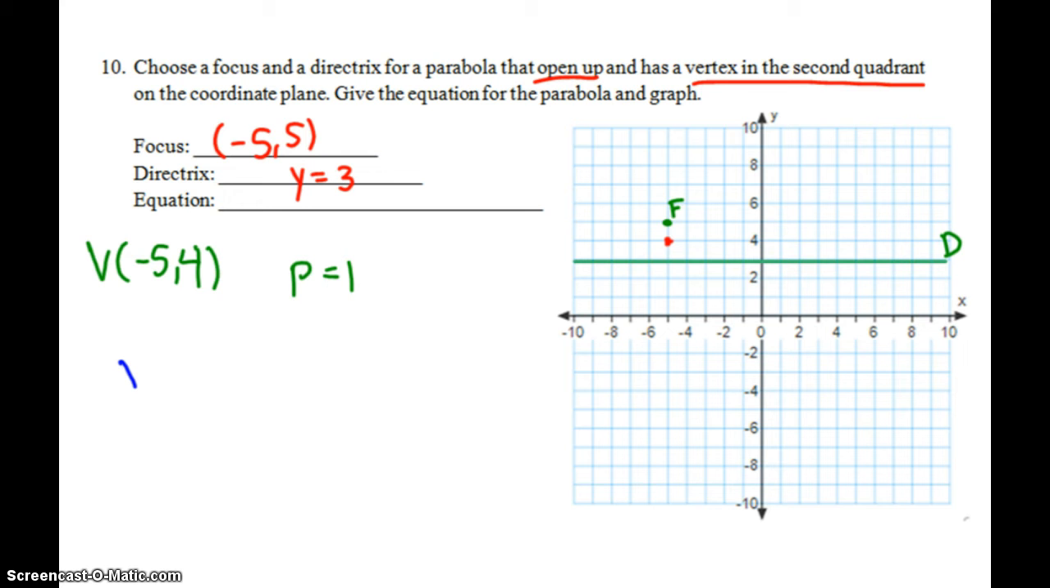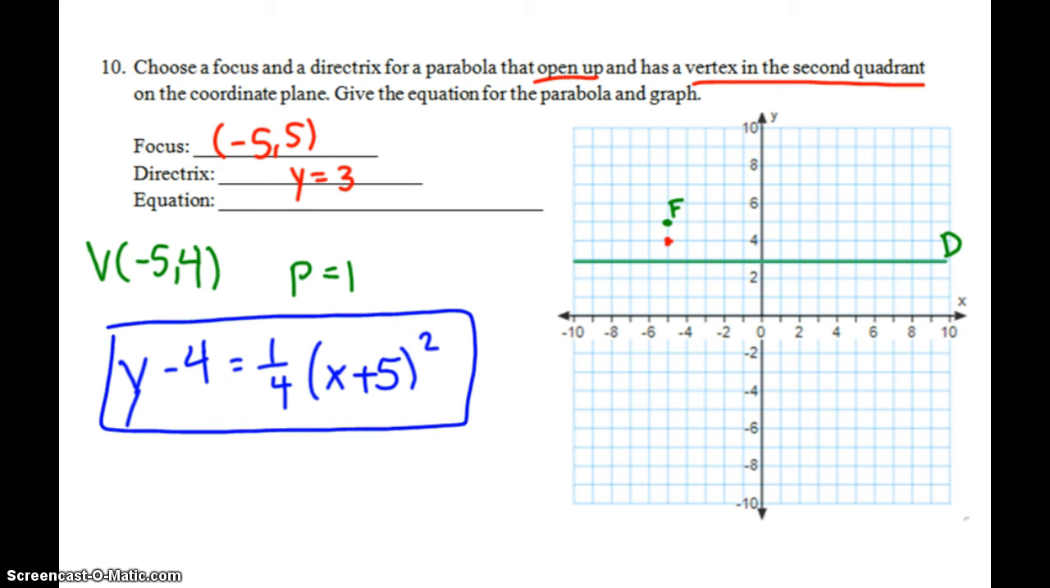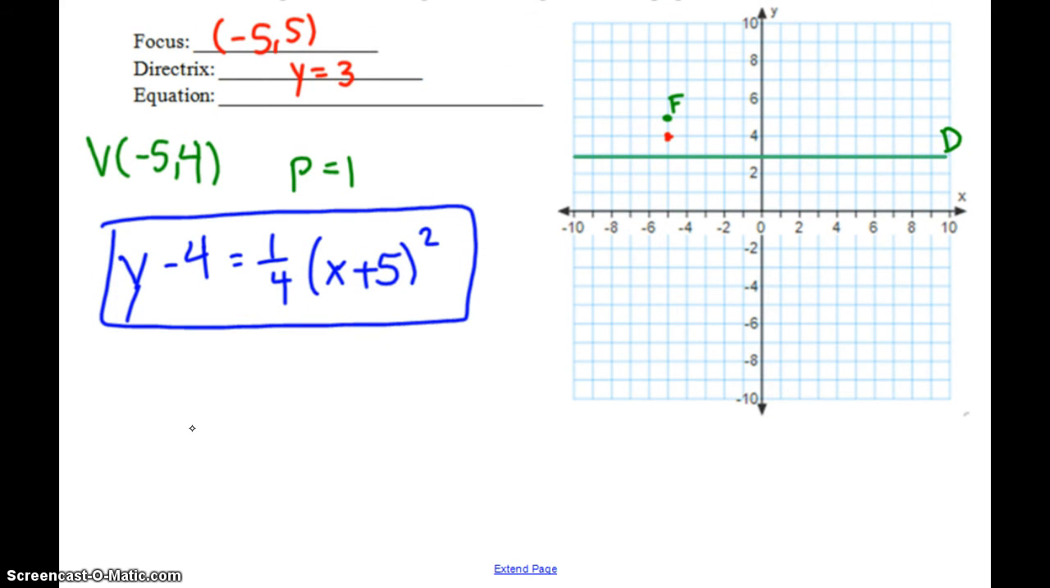So remember, to plug it into the formula, we have y minus k equals 1 over 4p times x minus h squared. Replace k with 4. Replace p with 1, so 4 times 1 is 4, and replace h with -5, so this turns into a +5. There is the equation. There are multiple answers to this problem. Here are some things you need to look for. You need to look for a positive p-value because that means it opens up.